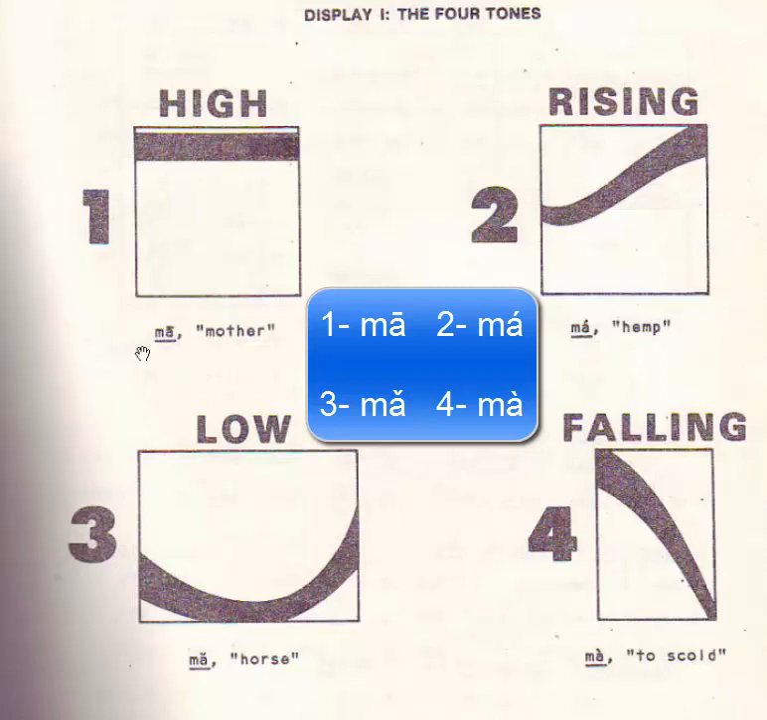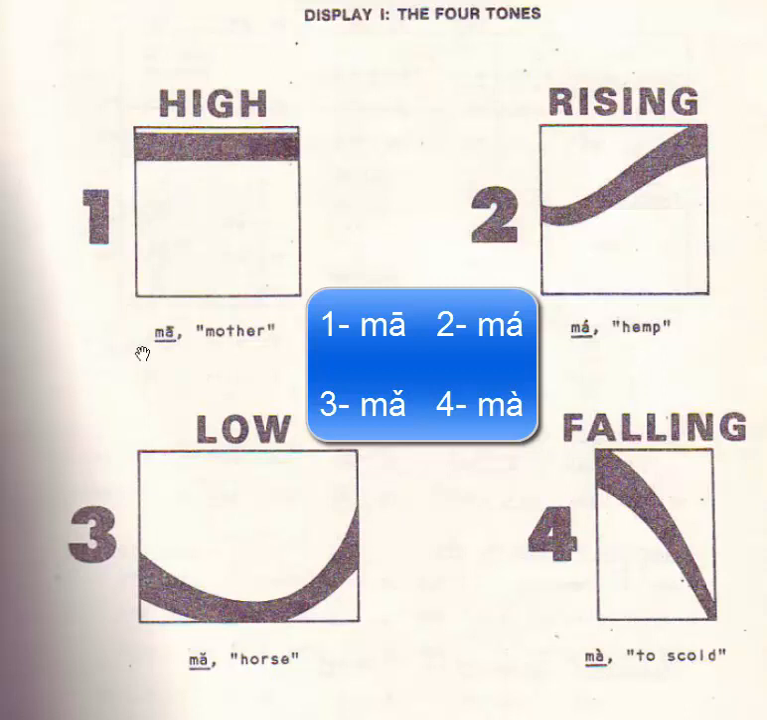In English, if you want to ask, "Is that you, mother?" you can ask, "Ma?" with a rising intonation. Think of the question, "Ma?" and it may help you pronounce the rising tone word which means hemp. But you must remember that it's not a question and has nothing to do with mother. Try repeating hemp after the speaker.